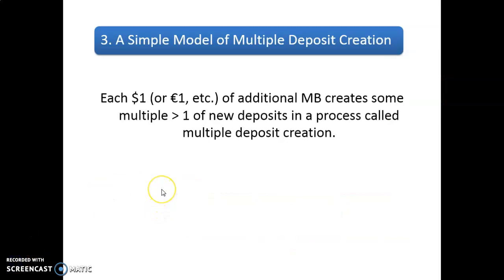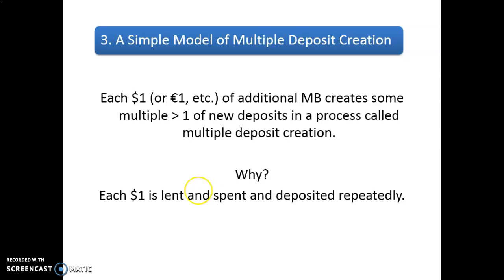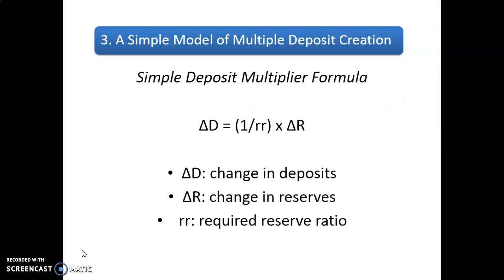Each dollar or euro of additional monetary base creates some multiple greater than 1 of new deposits in a process called multiple deposit creation. Why does this occur? Because every dollar is lent and spent and deposited repeatedly. So here is our simple deposit multiplier formula. Change in deposits equals 1 over the reserve requirement times change in reserves.